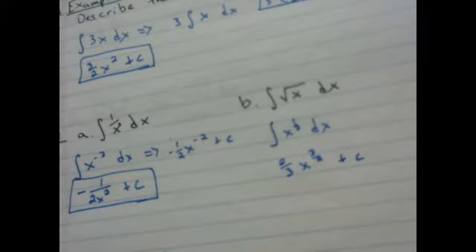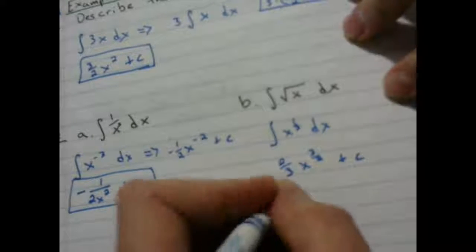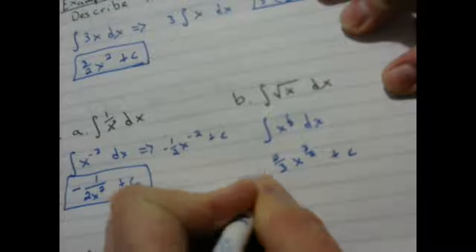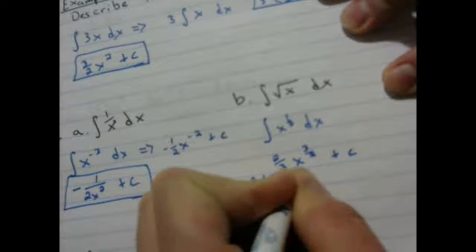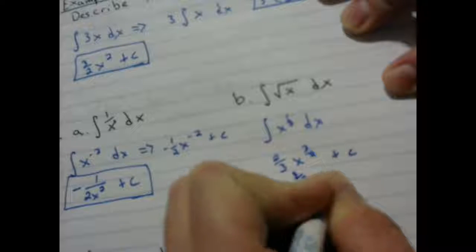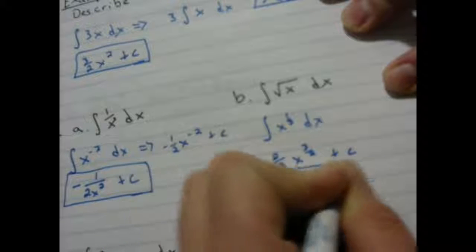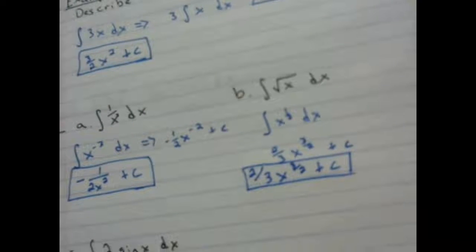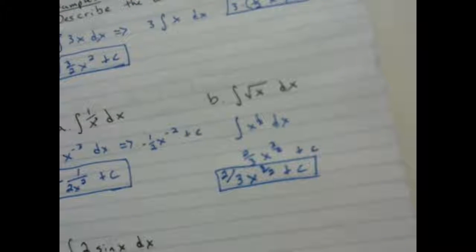If I want to rewrite that I could, but you know what, I'm just going to leave it just like that. Maybe I can write it a little bit bigger, since it might be a little hard to see there for you. So it is 2/3 x to the 3/2 plus c. Unfortunately, the camera doesn't seem to be focusing very well for you. Sorry about that.